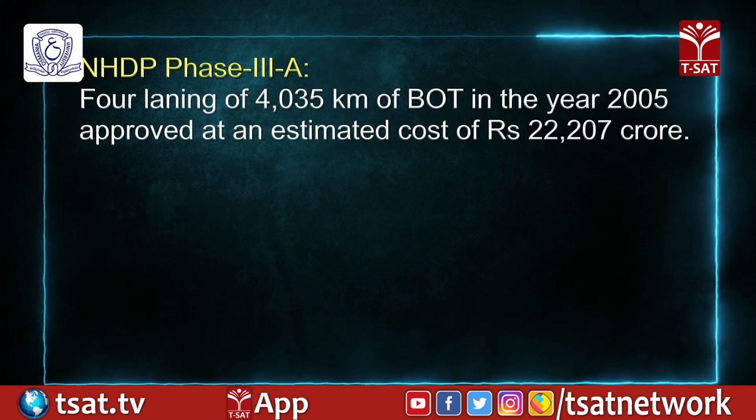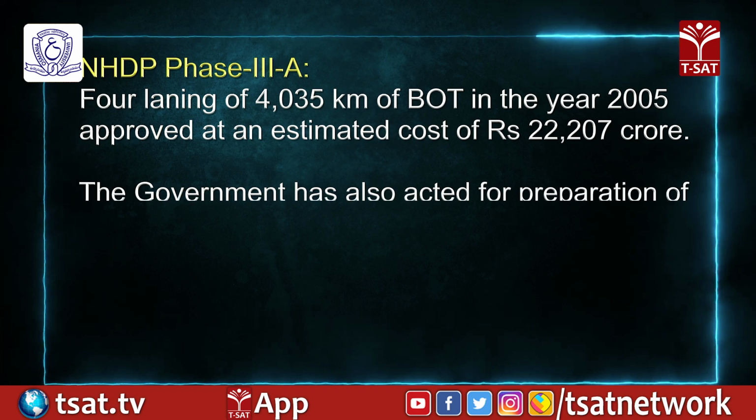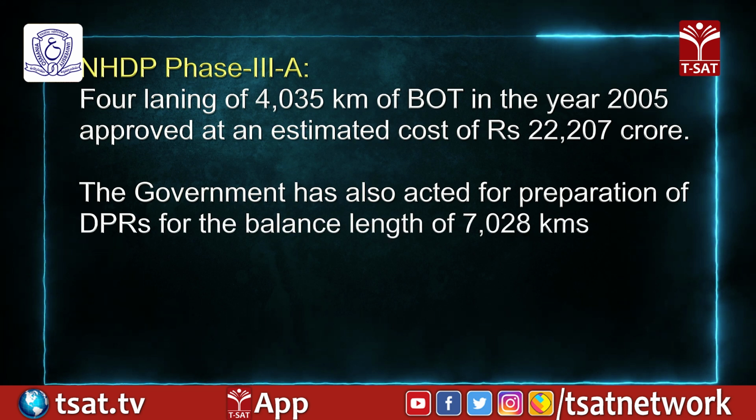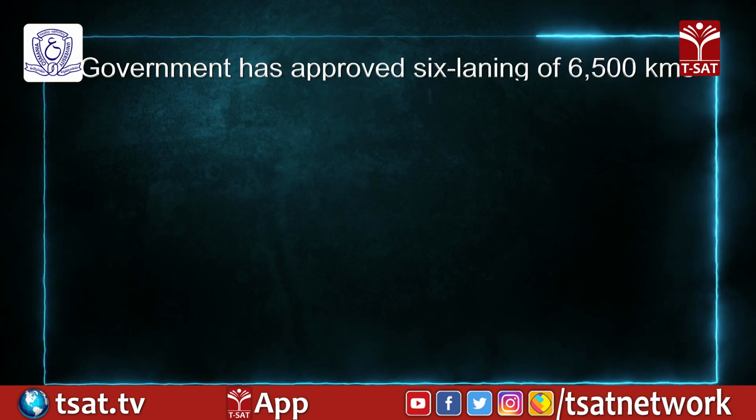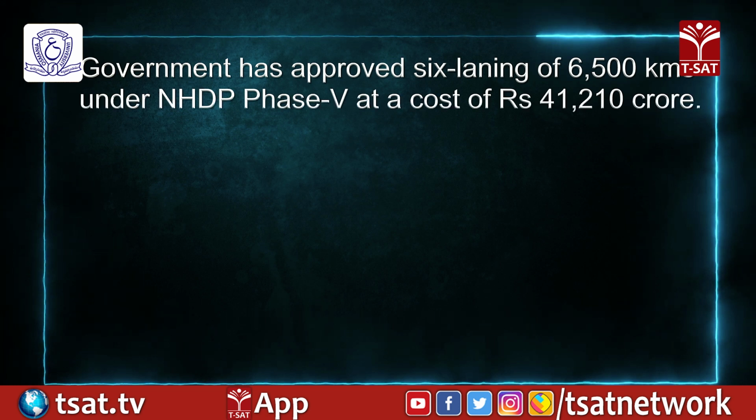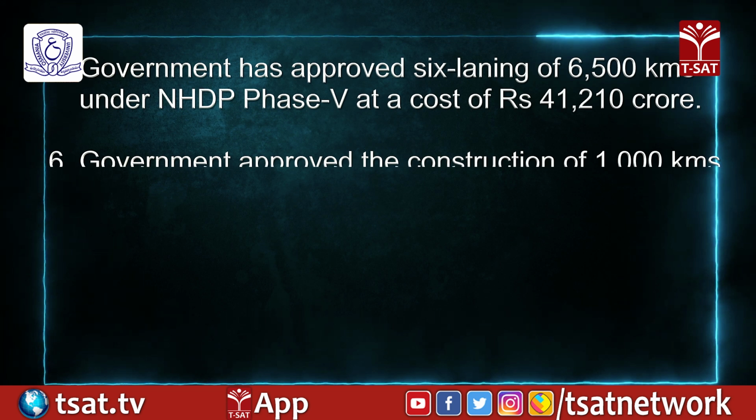Now, let me explain the fourth one, that is known as NHDP Phase 3. A 4-lane of 4,035 km on BOT basis in the year 2005 was approved at an estimated cost of rupees 22,207 crore. The government has also acted for preparation of DPRs for the balanced length of 7,028 km under Phase 3B.